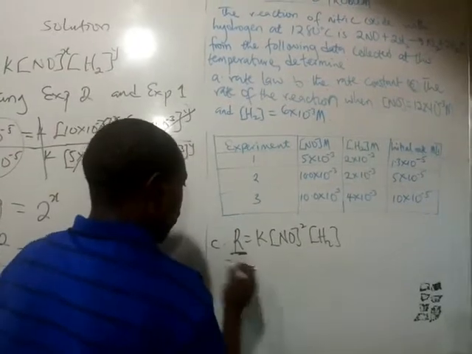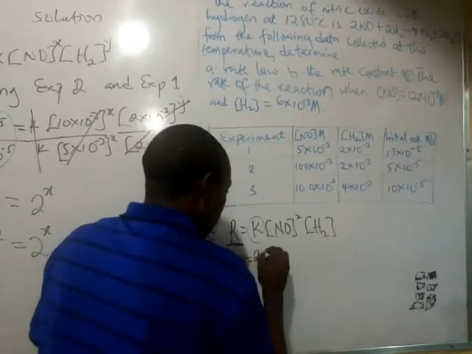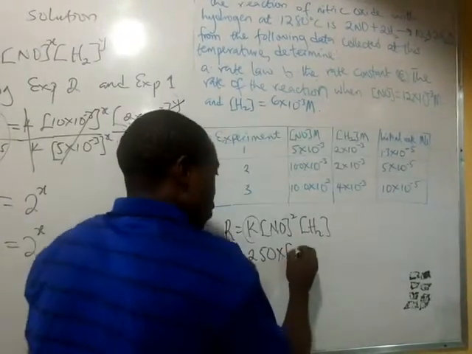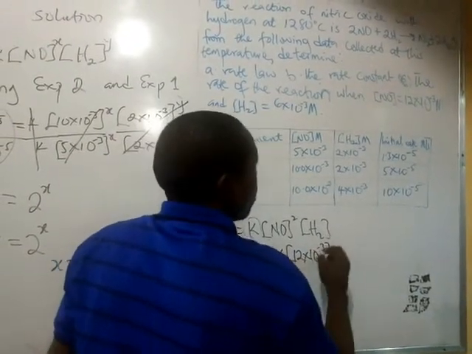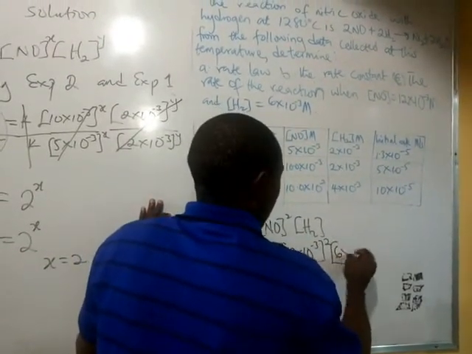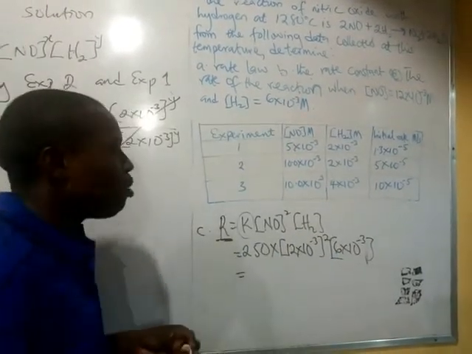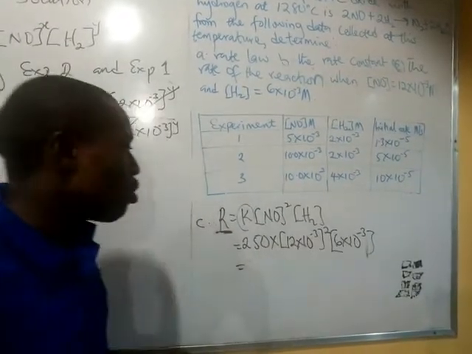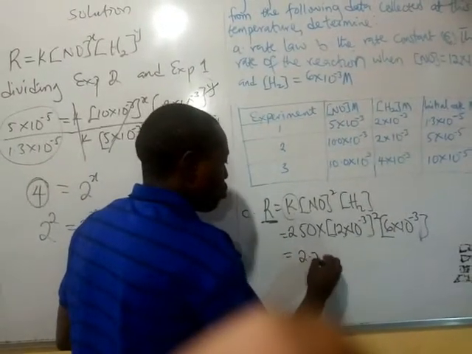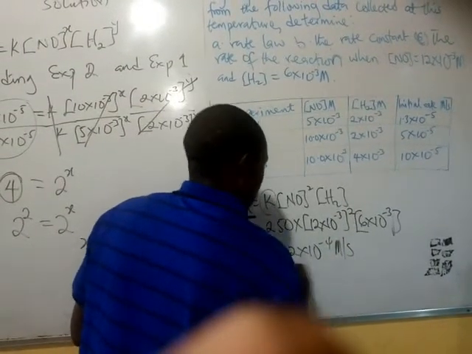So you have your K, which you have determined through experiment to be 250, times the value of NO you were given, which now becomes 12 times 10 raised to the minus 3 raised to the power 2, and the value of H2, which was given to be 6 times 10 raised to the minus 3. When you multiply all of them, you tend to get 2.2 times 10 to the minus 4 molar concentration per second. So that's the final answer.